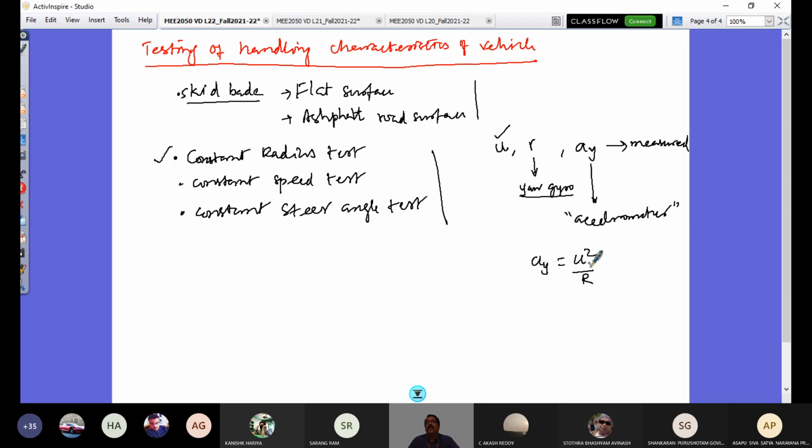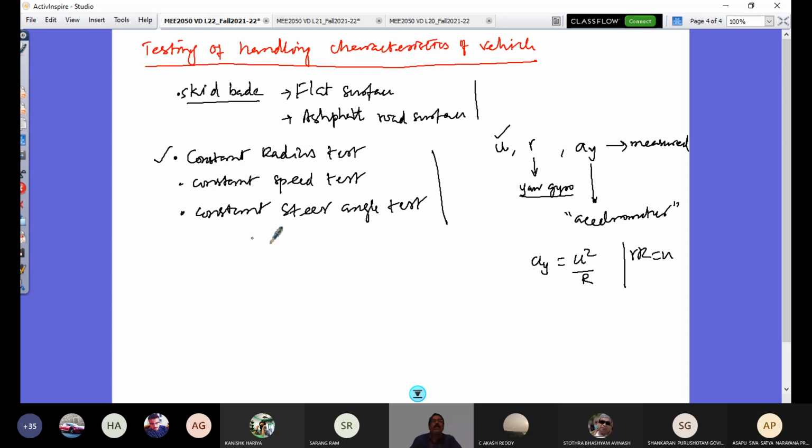And sometimes you have your R. So you also know that R into r is equal to U. So if I know forward speed, I can also get my r value. That's U by R, right? So these are some kinematic relationships which we have already seen, and these relationships are used.